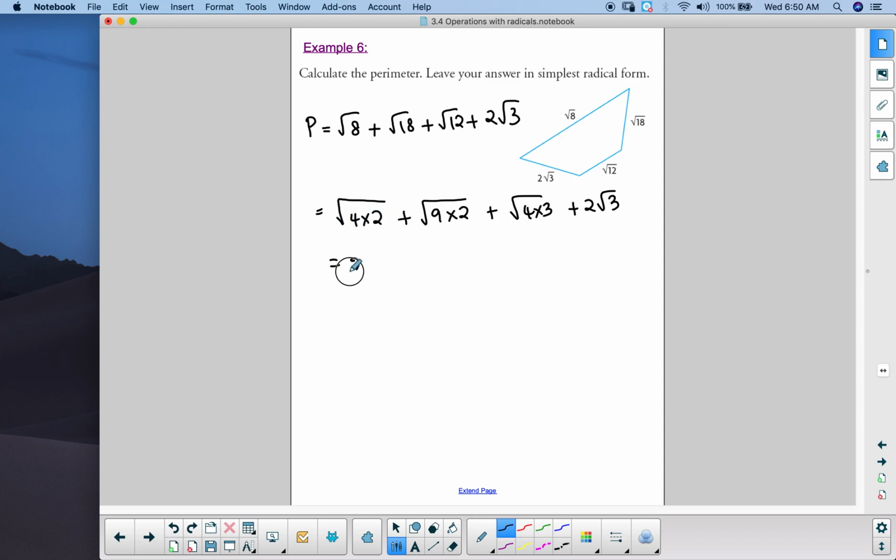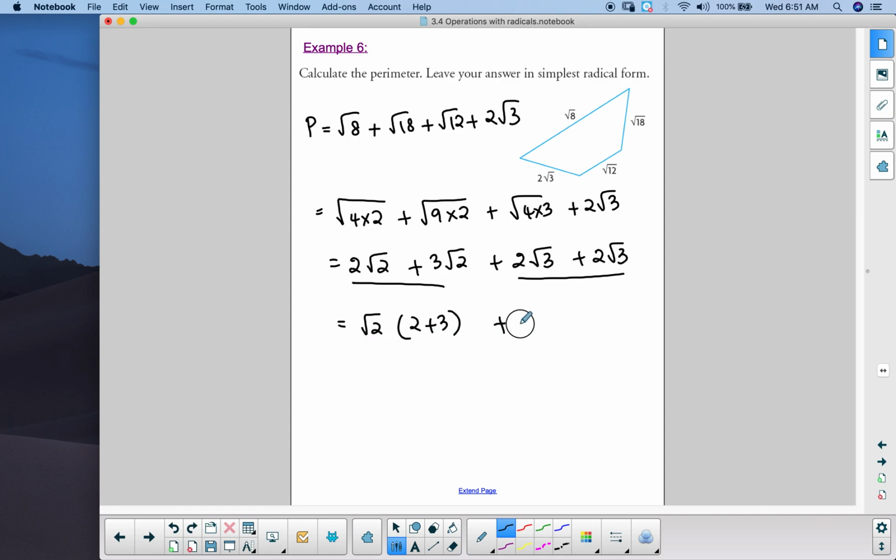So square root of 4 is 2, root 2, plus square root of 9 is 3, root 2, plus square root of 4 is 2, root 3, plus 2 root 3. So you can see that these are like terms and these are like terms, so they can be added. So that's square root of 2 times 2 plus 3 plus square root of 3 times 2 plus 2. So that's 5 root 2 plus 4 root 3.